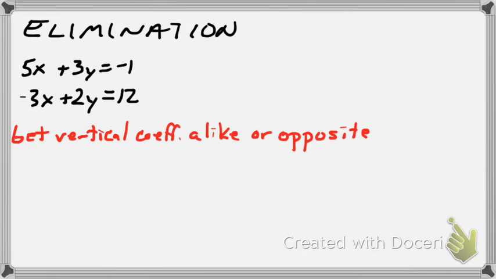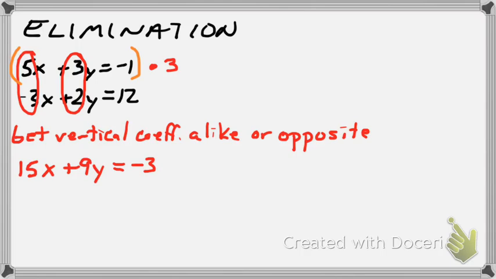And it's always your decision how you're going to change these equations to get it to work. Here's what I'm going to do. I'm going to multiply the top one by 3, and when I multiply by 3, the whole thing all the way across gets multiplied by 3. I get 15x plus 9y equals -3. I'm going to multiply the bottom one by 5. You can multiply by whatever you want as long as all three terms get multiplied. If I multiply the bottom one by 5, I get -15x plus 10y equals 60.